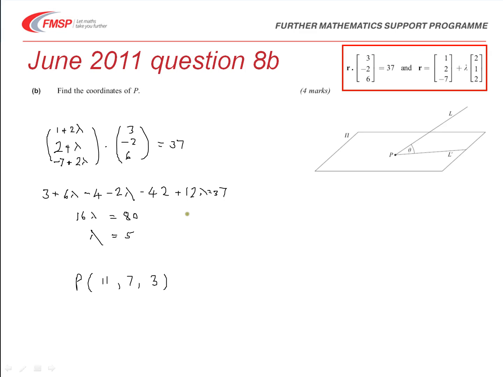Okay, how do they allocate the 4 marks for this part? Well, there's the method mark for identifying that you have to substitute the line into the plane. Managing to get the scalar product calculated correctly will give you a mark. Then for obtaining the correct value of lambda, you'll get 1 mark. And for the statement of what the value of P is, you'll get 1 mark there as well.